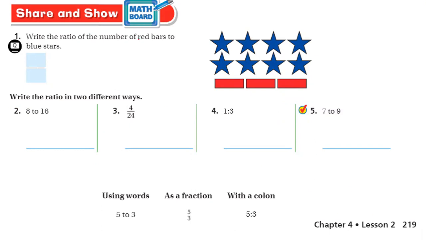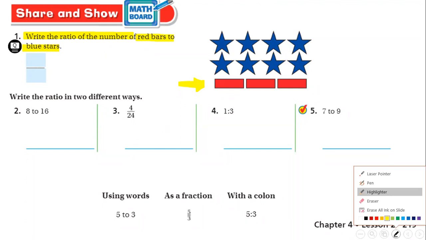Fahd again, please answer. Write the ratio of the numbers of red bars to blue stars. One second. 1, 2, 3, 4, 5, 6, 7, 8 red bars. Oh wait, I know it. 8 to 3.